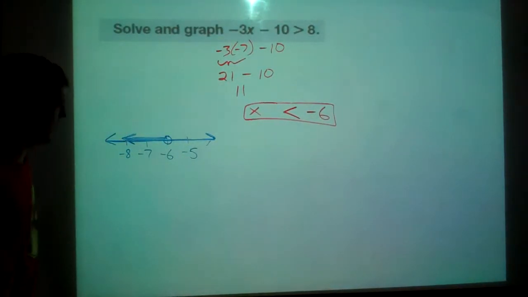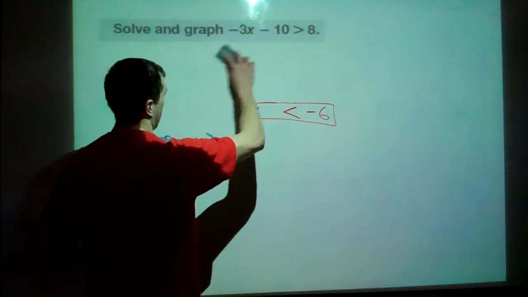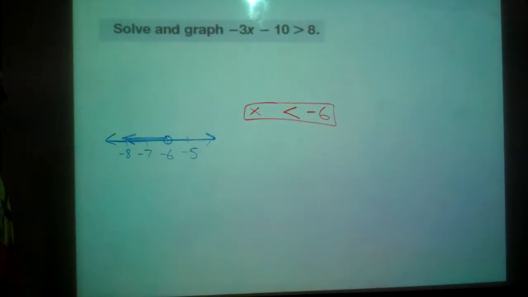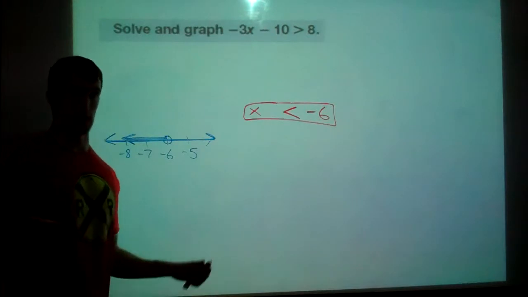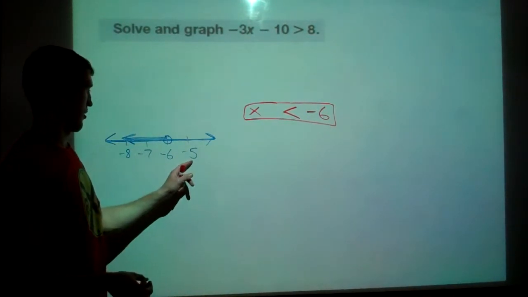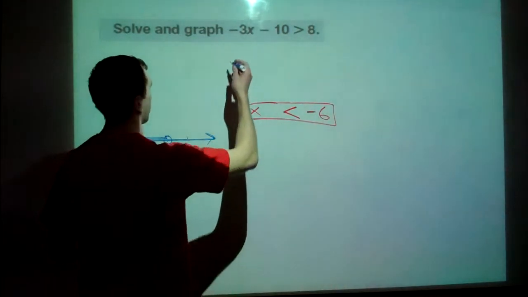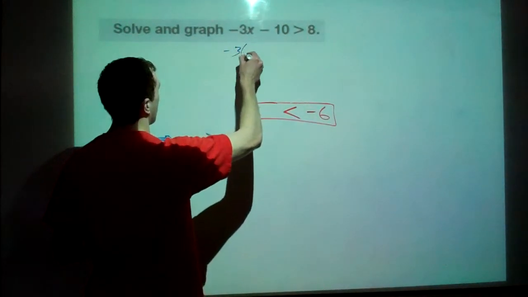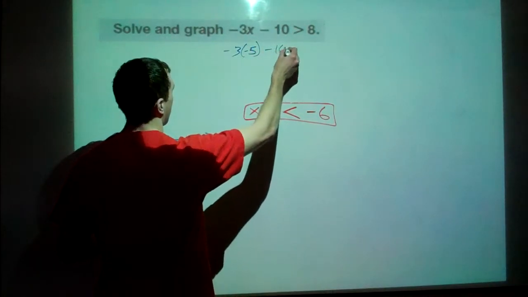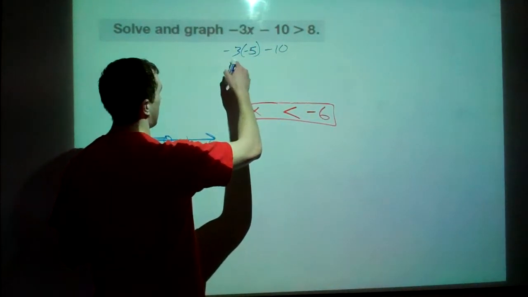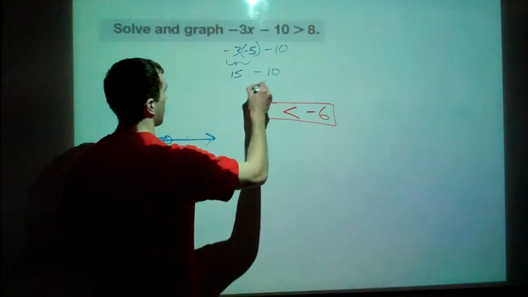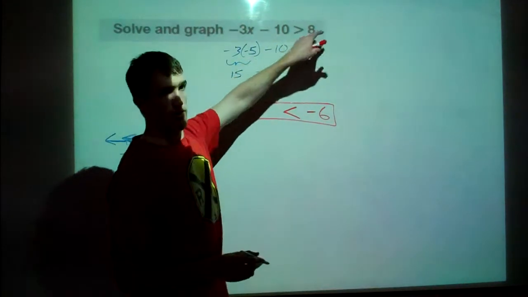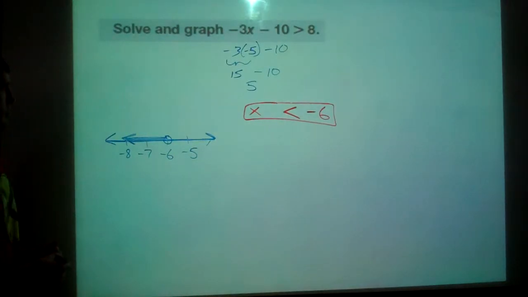But we also want to try a number greater than -6 to see if it won't work out. So let's try -5. Now this shouldn't work out this time because it's not part of our solution set. -3 times -5 minus 10. This is positive 15. Two negatives make a positive when we multiply. 15 minus 10 is 5. And 5 is not greater than 8. Okay? But we expected that not to work out because -5 is not a part of our solution set.